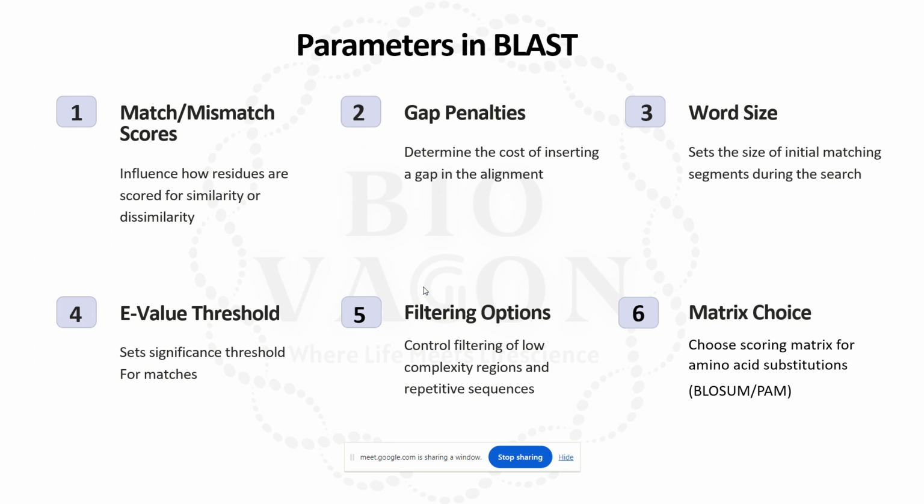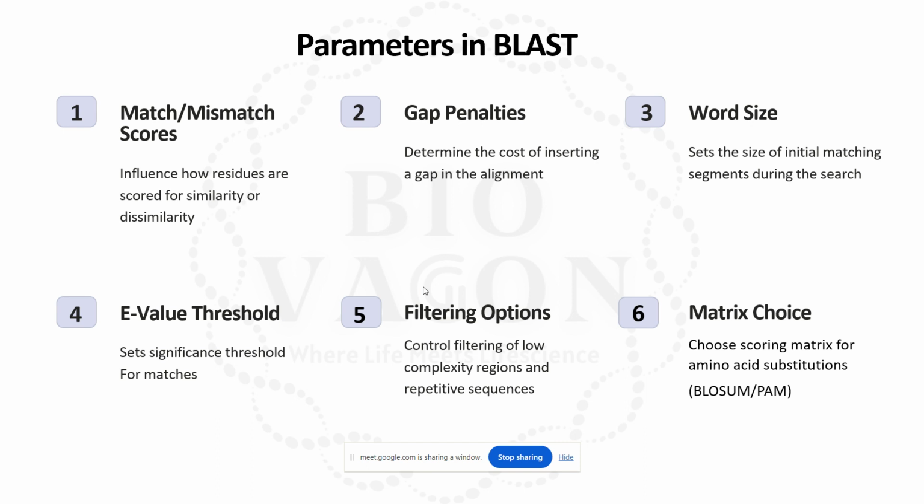So what are the parameters? Match and mismatch score, gap penalties, word size, e-value threshold, filtering option, matrix choice. Most of this we already spoke about. There will be certain scores assigned for match, mismatch and gap. Match will have a positive score, mismatch and gap will have a negative score. Based on that scoring we'll get the identity or similarity percentage. There is one formula for that, I'll tell you that. And the gap penalty is -1.